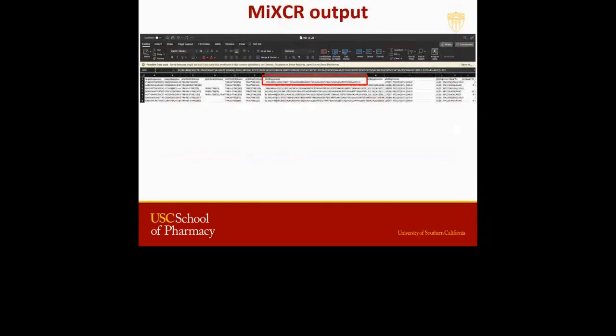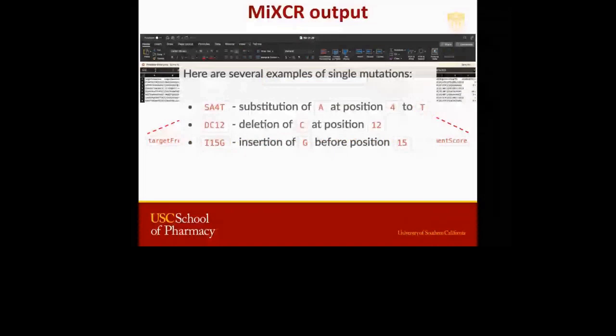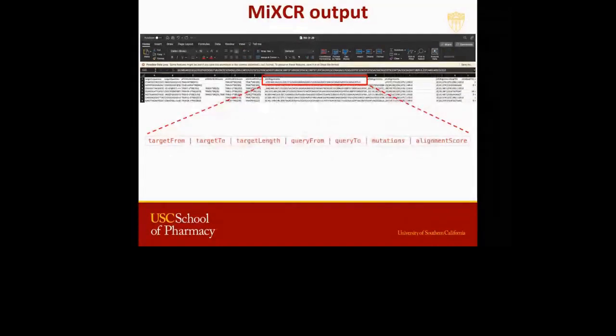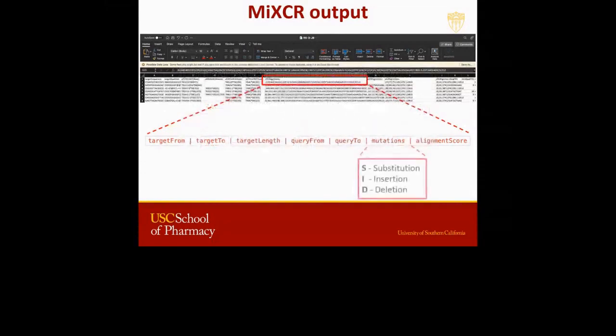Yeah, this is just to give you a quick overview of MiXCR's output. You can see that MiXCR shows a lot of numbers here. I'll just give you the most important part, the mutation parts: S stands for substitution, I stands for insertion, D stands for deletions. This is just a method.